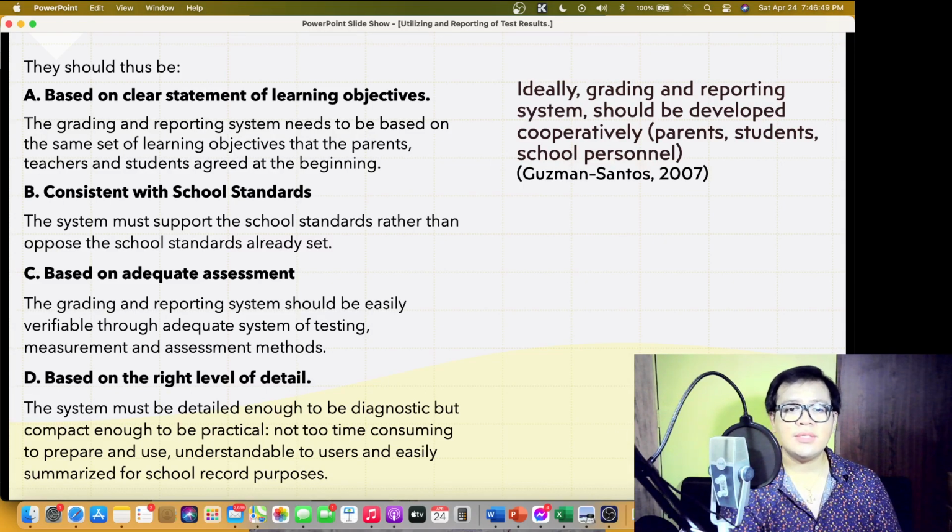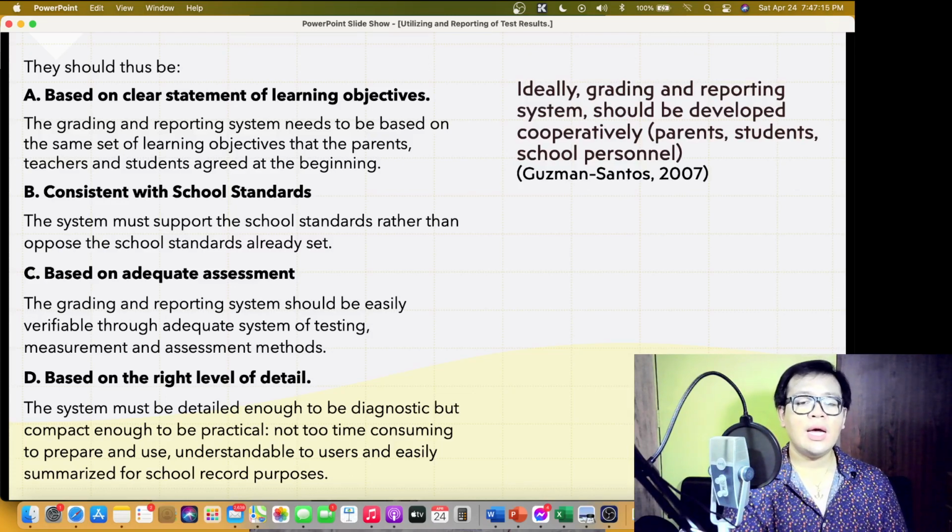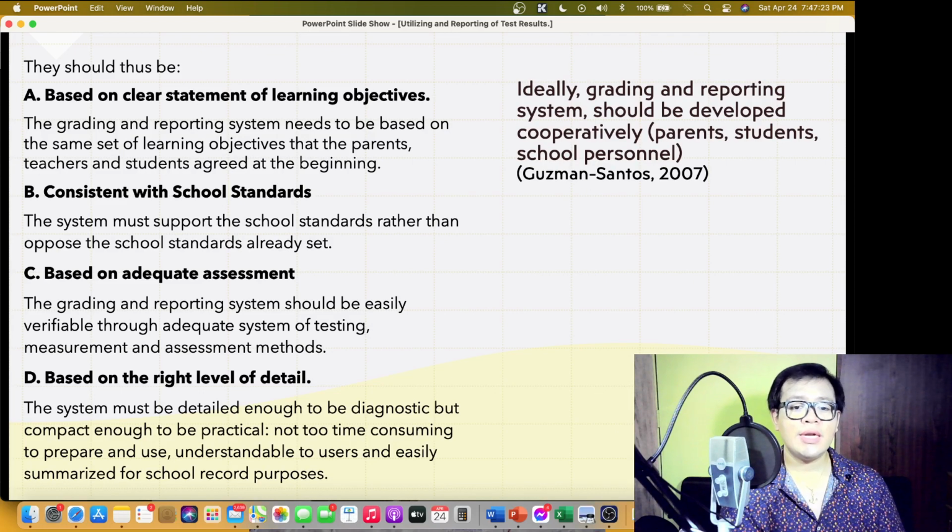There should also be consistency with school standards. So the system must support the school standards rather than oppose the school standards, which are already set, and be based on adequate assessment as well. So the grading and reporting system should be easily verifiable through an adequate system of testing, measurement, and assessing methods. And it should also be based on the right level of detail. So the system must be detailed enough for diagnosis, but compact enough to be practical, not too time consuming to prepare and use, understandable to users, and easily summarized for school record purposes.